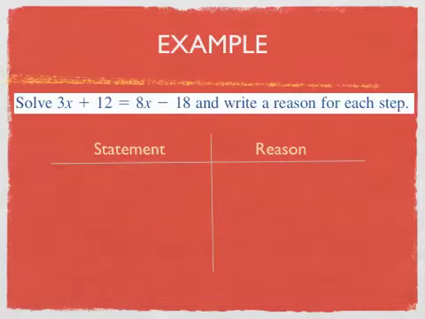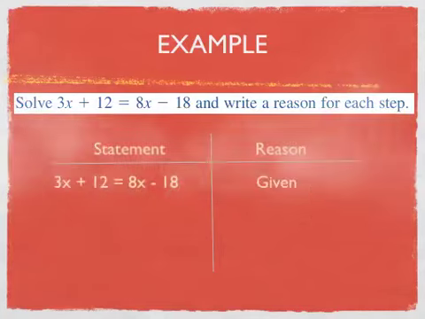An example of a proof asks us to solve 3x plus 12 equals 8x minus 18 and write a reason for each step. When we're asked to reason or to write a proof, we always start with what we're given. We have to start with 3x plus 12 equals 8x minus 18. The reason why we start with that is because that's the problem that was given to us. I can't just make up some random problem to solve and get the right answer for the book. So you have to have something to start with.